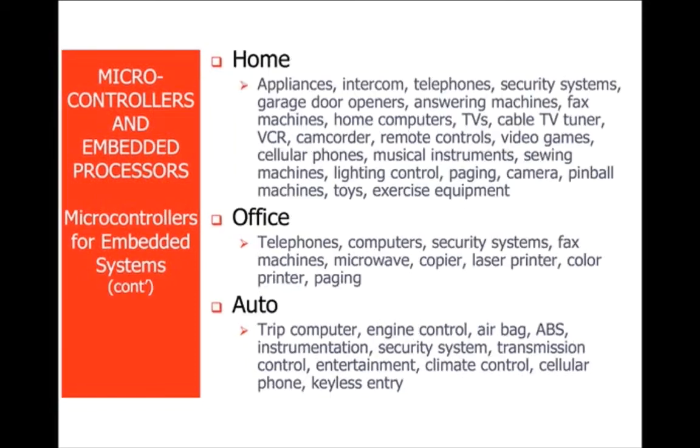Examples of microcontrollers for embedded systems. Home: appliances, intercom, telephones, security systems, garage door openers, answering machines, fax machines, home computers, TVs, cable TV tuner, VCR, camcorder, remote controls, video games, cellular phones, musical instruments, sewing machines, lighting control, paging, camera, pinball machines, toys, and exercise equipment.